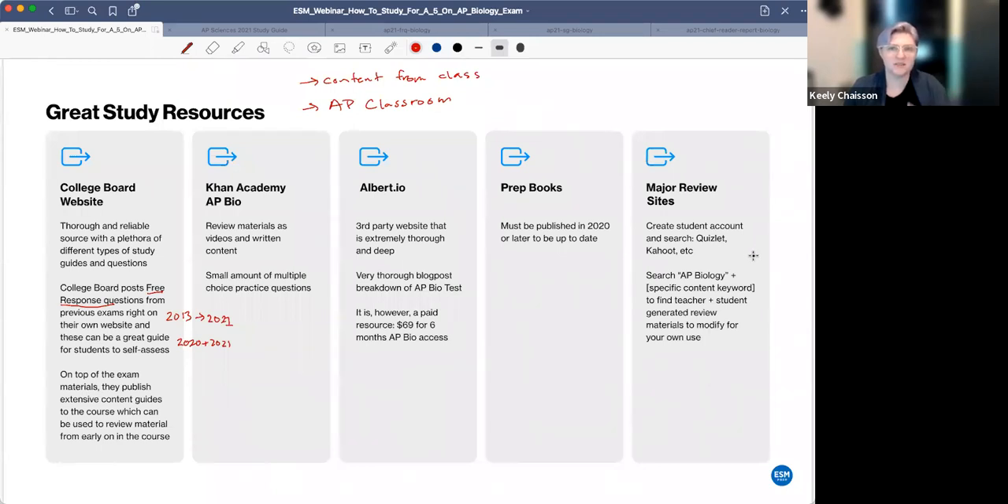Teachers create quizzes that are freely available on these sites. So if you search AP Biology and then a content keyword, like AP Biology vocabulary or AP Biology cell membranes, you're going to find teacher and student generated review materials for you to use.